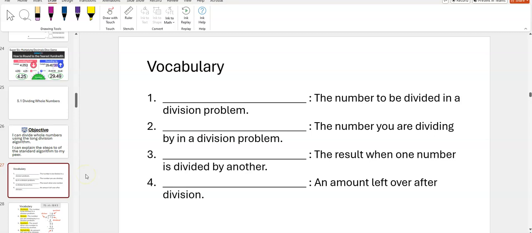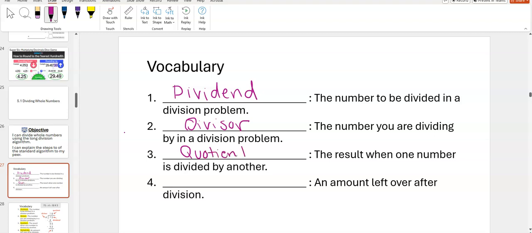All right, we're going to start here with some vocabulary. So this is, again, review vocabulary. It's all words that revolve around division. So the number that is to be divided in a division problem is our dividend. The number that you are dividing by in a division problem is our divisor. The result when one number is divided by another is our quotient. And the amount that's left over is our remainder.